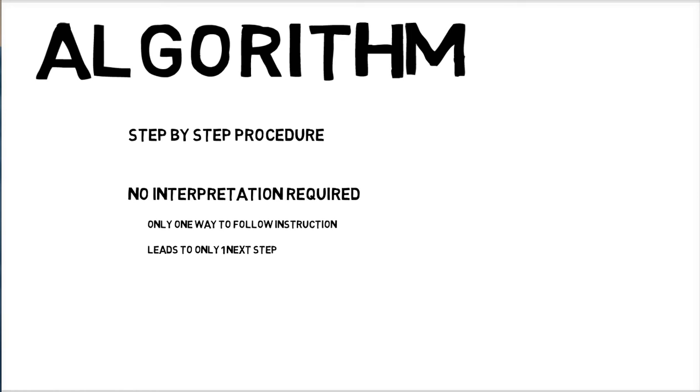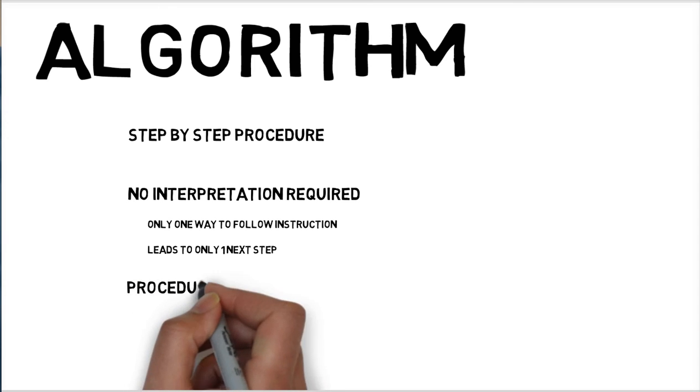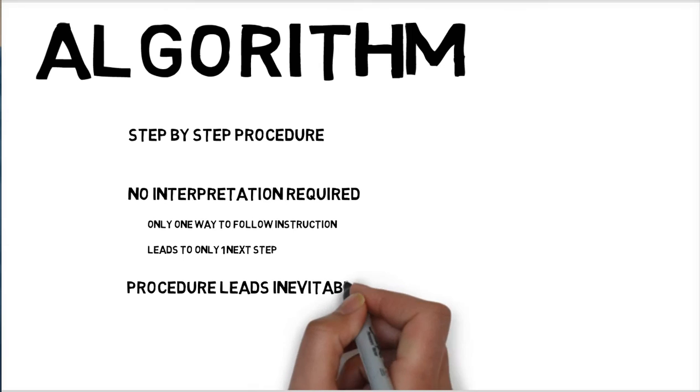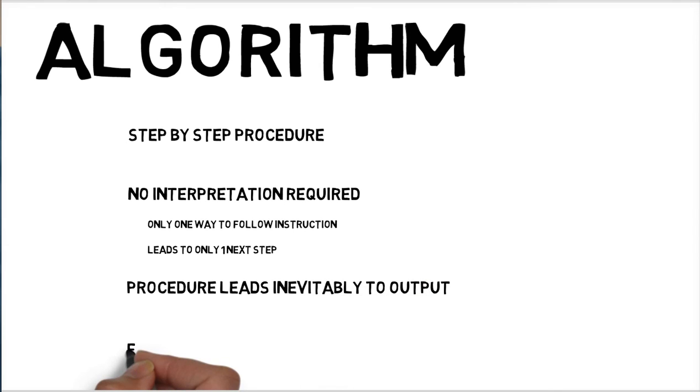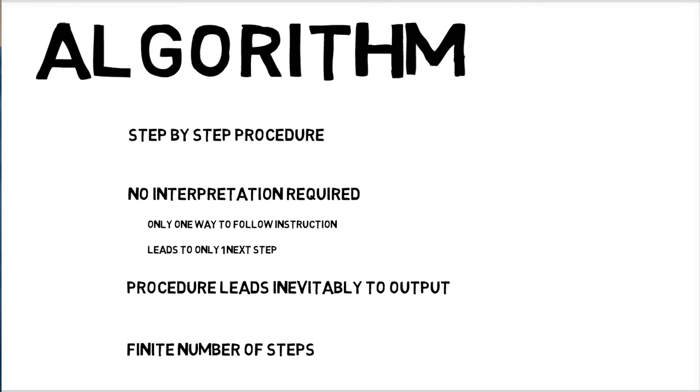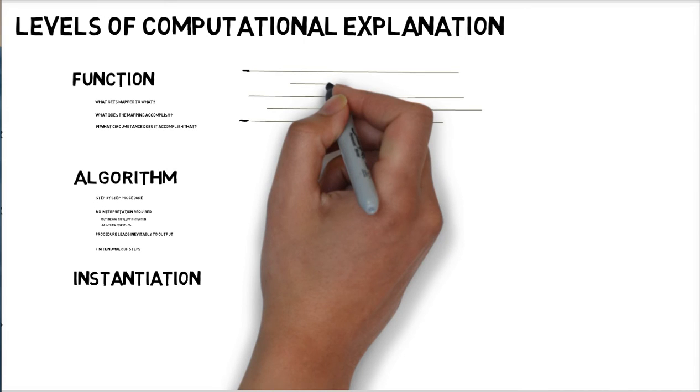Tied up with this idea is that an algorithm must lead inevitably from the input to the output. Every time an algorithm runs, it's got to do exactly the same thing and lead inevitably from the input to the output. Finally, algorithms are finite. For there to be an algorithm for mapping for a function, there needs to be a finite number of steps that get you from the input to the output.